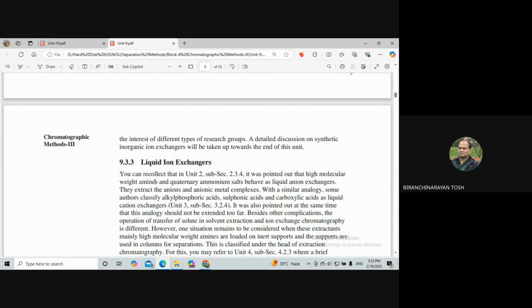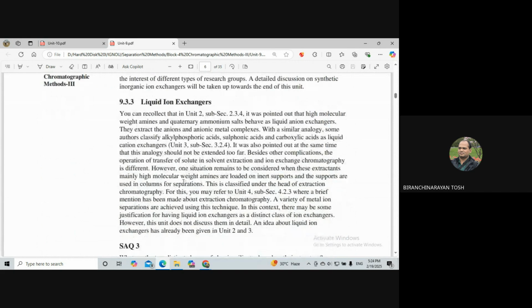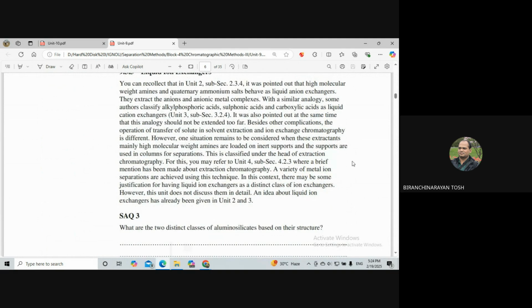In the liquid ion exchangers, the high molecular weight amines and quaternary ammonium salts behave as liquid anion exchangers. They extract the anions and anionic metal complexes. With a similar analogy, some authors may classify alkyl phosphoric acids, sulfonic acids, and carboxylic acids as liquid cation exchangers.